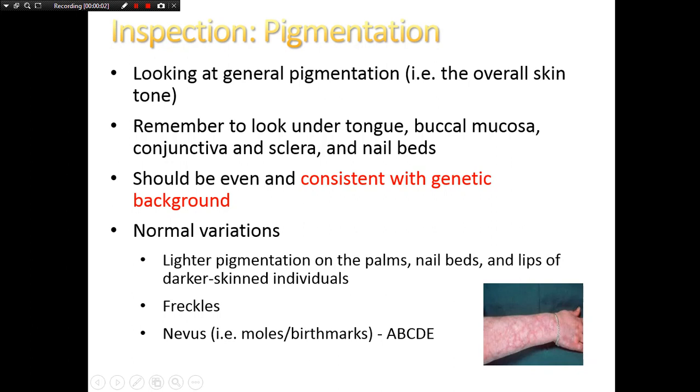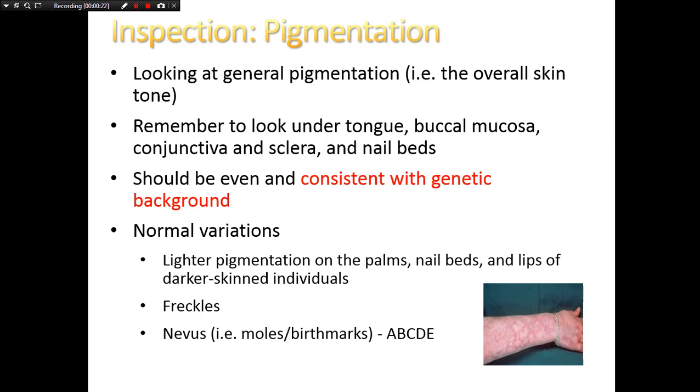All right, this is just a review of the material that we didn't get to on Tuesday or today. So let's start with the skin and pigmentation. We want to make sure that we look at the general pigmentation, the overall skin tone. Is it consistent from top to bottom, or is there one localized area that's different in color than the rest?